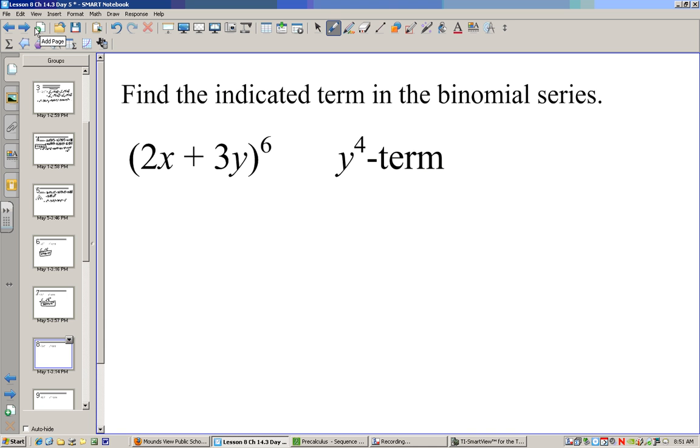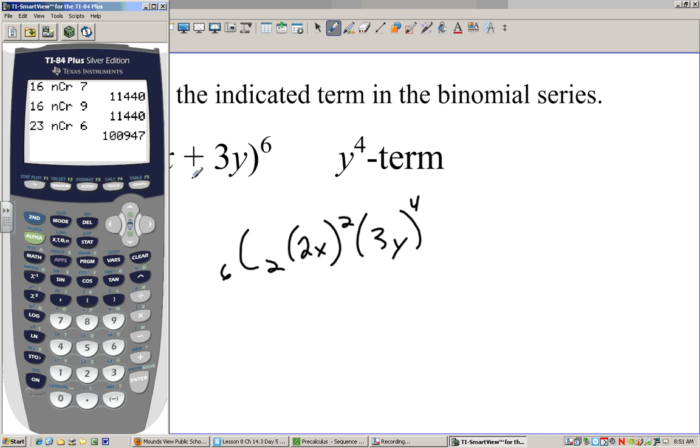Now do this to the y to the 4th term. So y to the 4th, that's going to tell us that x has to be to the 2nd power. And now we have to look for a coefficient. So our coefficient is a little bit trickier. So let's rewrite this, because we know 2x has to be squared, and 3y is going to go to the 4th power. And now it's going to be 6 choose 2 out in front.